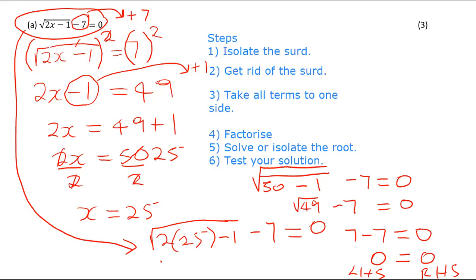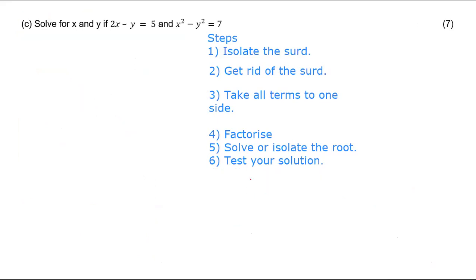Just try out question C, where we are solving for X and Y. Obviously, this is simultaneous equations, right? Probably you are mastering that.